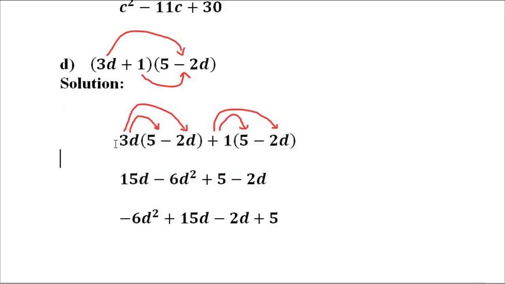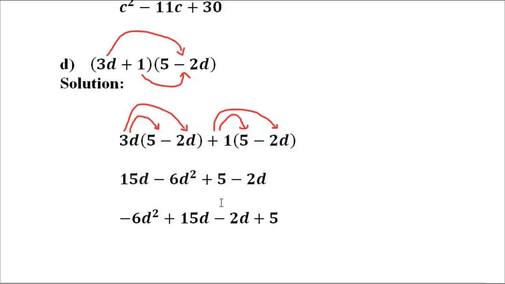Now let's distribute the positive 3d to the positive 5 and to the negative 2d. And then we can distribute the positive 1 to the positive 5 and to the negative 2d. We have 3d times 5, 15d, 3d times negative 2d, negative 6d squared, positive 1 times 5, positive 5, and positive 1 times negative 2d, negative 2d.